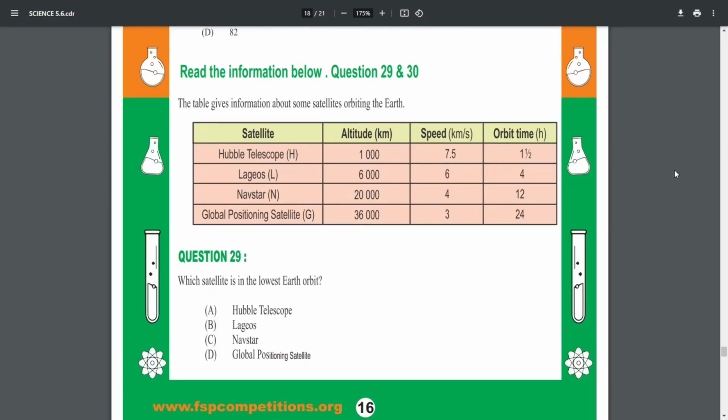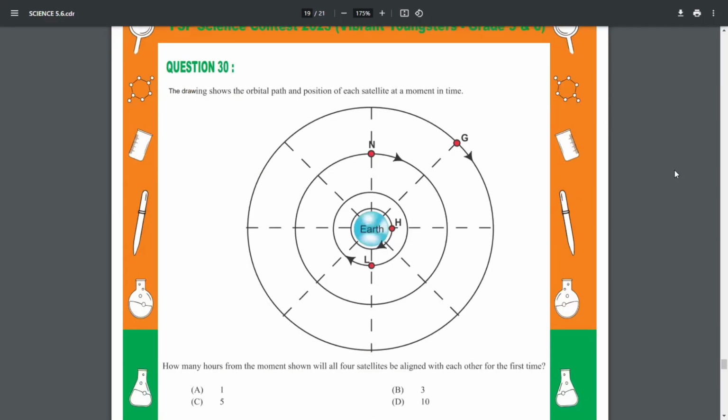Read the information below. The table gives information about some satellites orbiting the Earth. Question 29. Which satellite is in the lowest Earth orbit? Correct option is A. Hubble telescope. Question 30. The drawing shows the orbital path and position of each satellite at a moment in time. How many hours from the moment shown will all 4 satellites be aligned with each other for the first time? Correct option is B. 3.